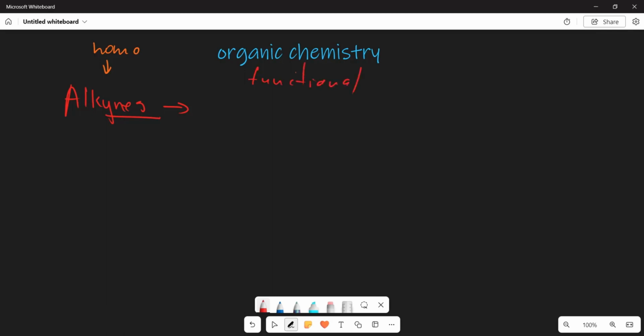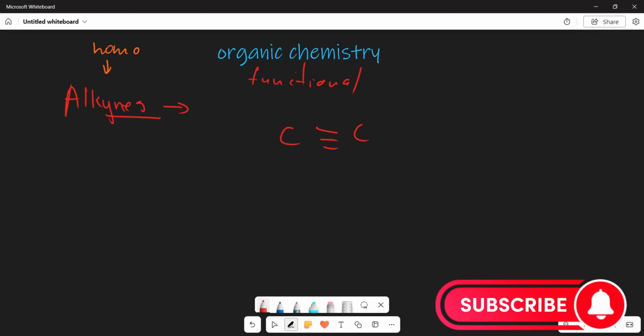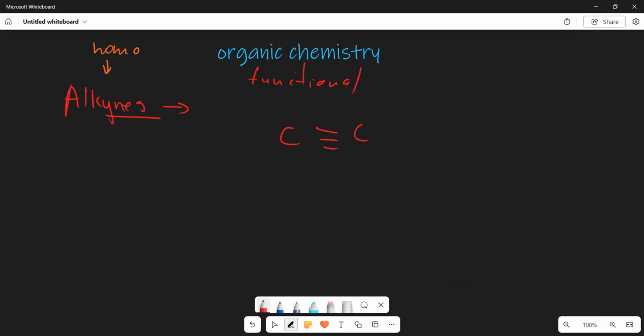Now, this one consists of 3 bonds, right? Which means it's not single, nor is it double, but it consists of a triple bond within it. So the only hydrogen that you are going to find here is going to be only outside there, but in here it consists of the triple bond. This is the significance of the functional group.